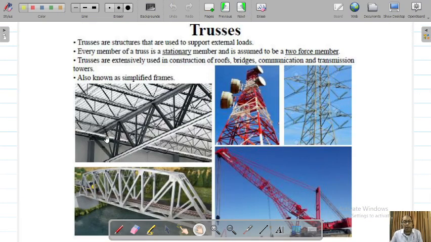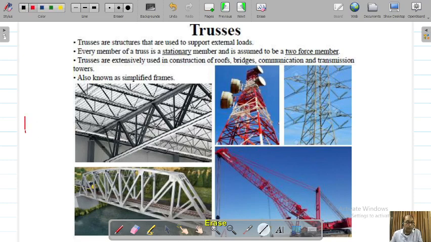So just a reminder, to increase your knowledge about trusses. Trusses are always supporting external loads. Every member of a truss is a stationary member and is assumed to be a two force member. It will always be a two force member, whichever member we are talking about.